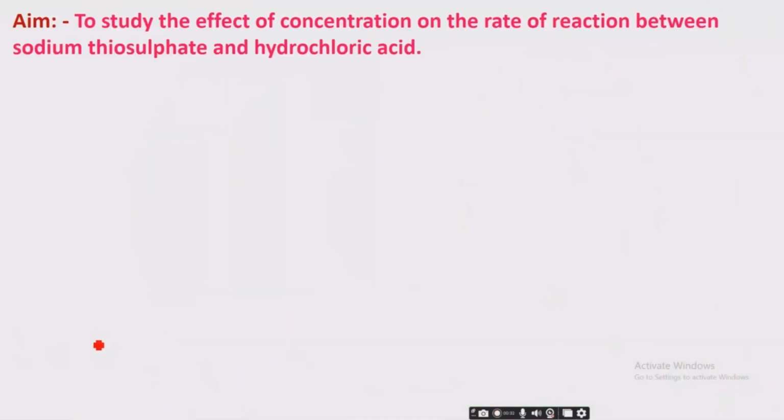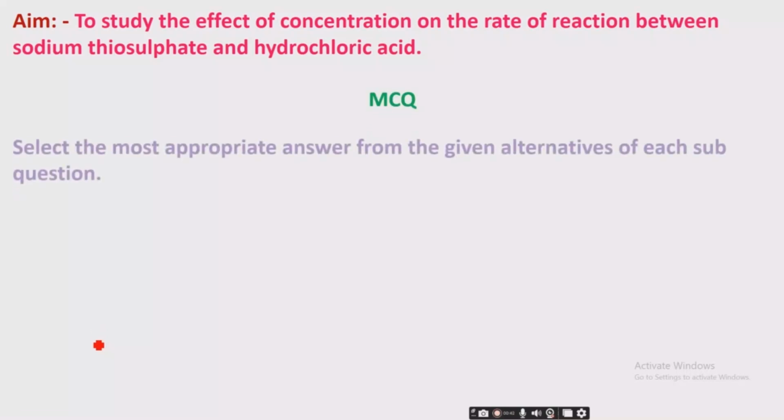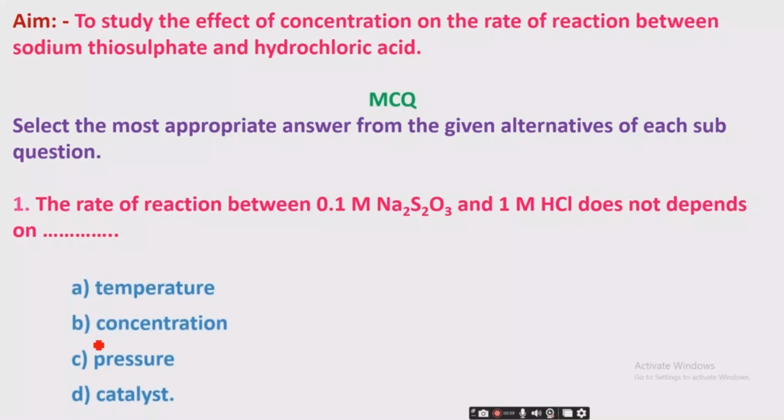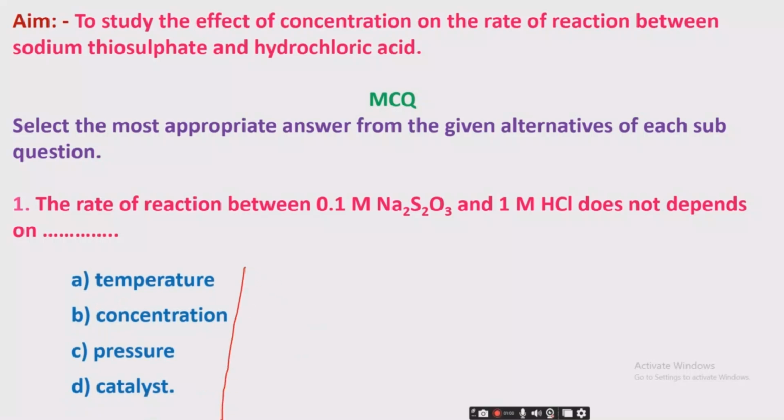Aim: to study the effect of concentration on the rate of reaction between sodium thiosulfate and hydrochloric acid. And here is the first question. The rate of reaction between 0.1 molar Na2S2O3, that is sodium thiosulfate, and 1 molar HCl does not depend on, and these are the options for this question. So the correct option is option C, that is pressure.